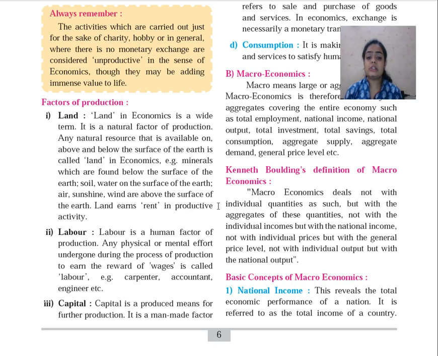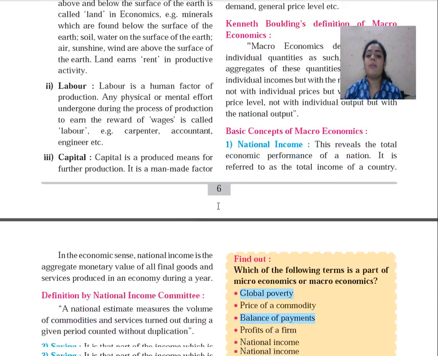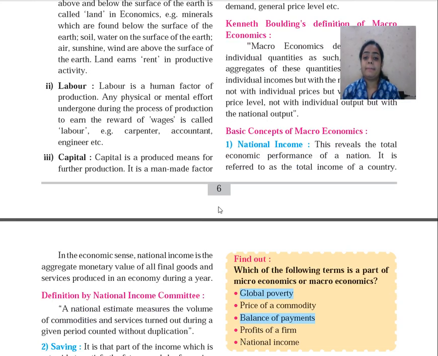So now we shall study the basic concepts of macroeconomics. First is national income. This reveals the total economic performance of a nation. It is referred to as the total income of the country. In the economic sense, national income is the aggregate monetary value of all the final goods and services produced in an economy during a year. So what do you mean by national income?